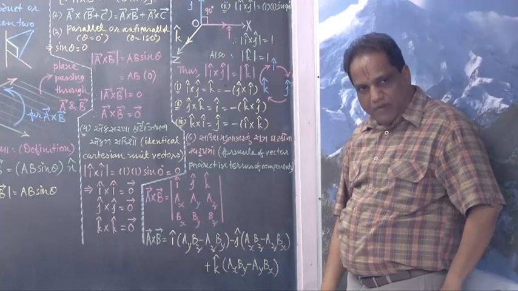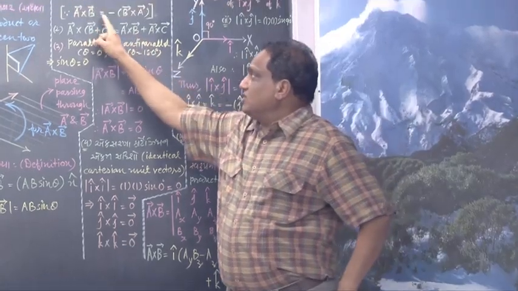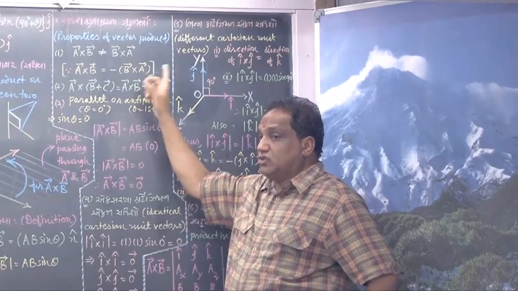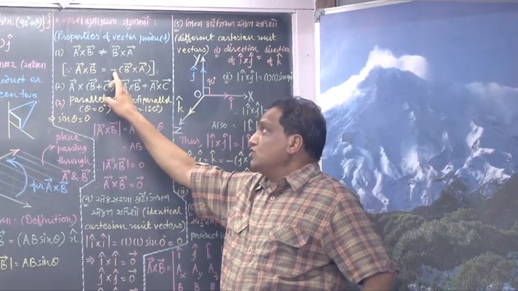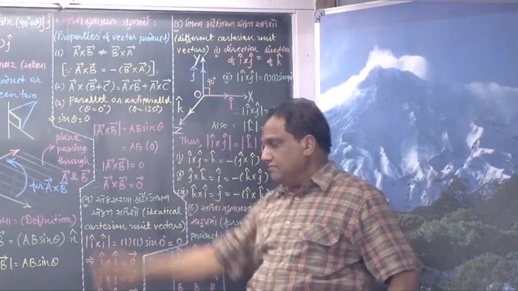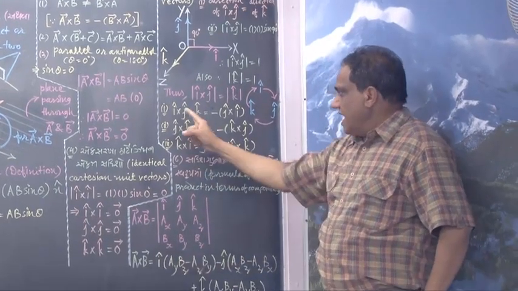Simple. Vector A cross vector B is equal to minus of vector B cross vector A. So as soon as you change the order, you should just put a negative sign. Come on, i hat cross j hat.